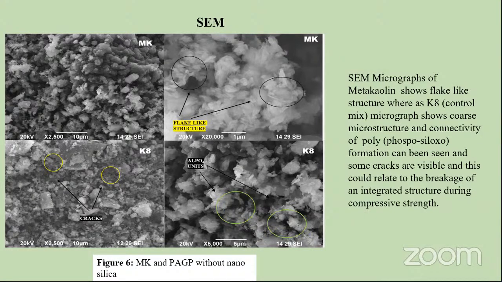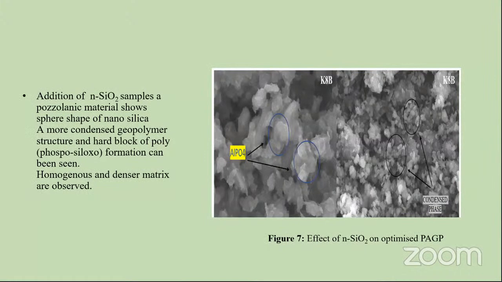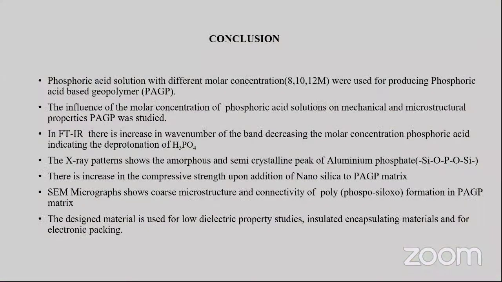Some cracks are also visible, and this could relate to the breakage of the integrated structure during compressive strength testing. Because of nanosilica, the samples become pozzolanic material, and spear-like shapes can be visibly seen in the K8b samples. This indicates the formation of polyphosphosiloxo, and with nanosilica it becomes a more homogeneous and denser matrix.